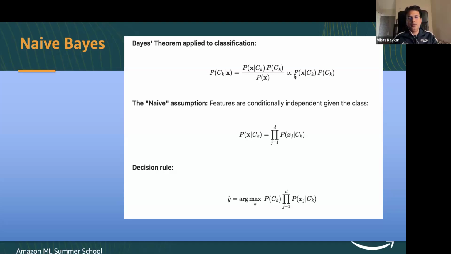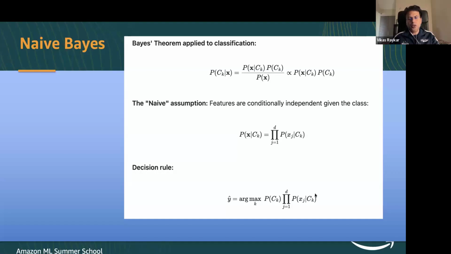Now we want to calculate what is called the likelihood, which is probability of X given CK. Given the class CK, how are my features distributed, and what is the model for it? The reason it is called naive Bayes is because it makes a very simple assumption: that features are conditionally independent given the class. If there are D features, you assume that all the features are independent for a given class. Hence, you can factorize it as the product of the individual terms, P of xj given ck. So now the decision rule is that your class is the one which maximizes P of ck times this term.